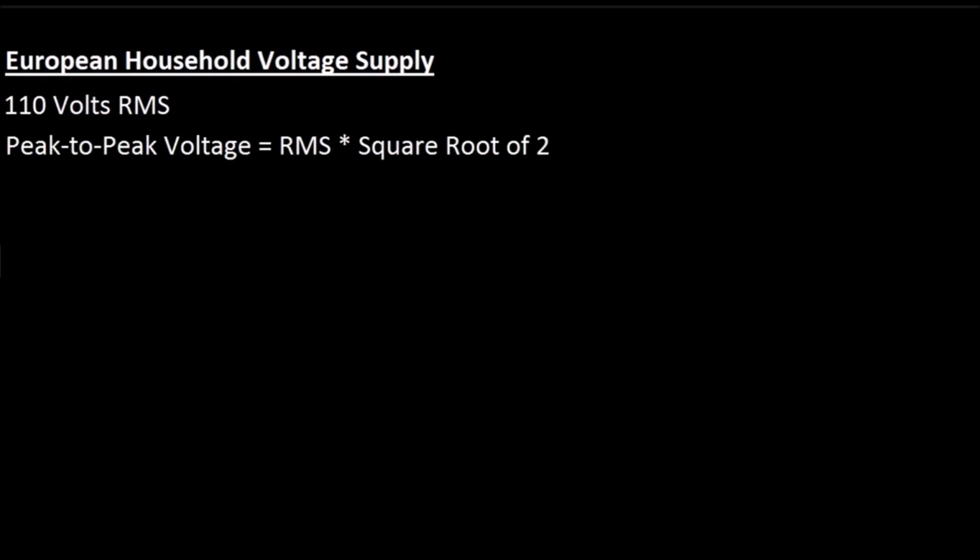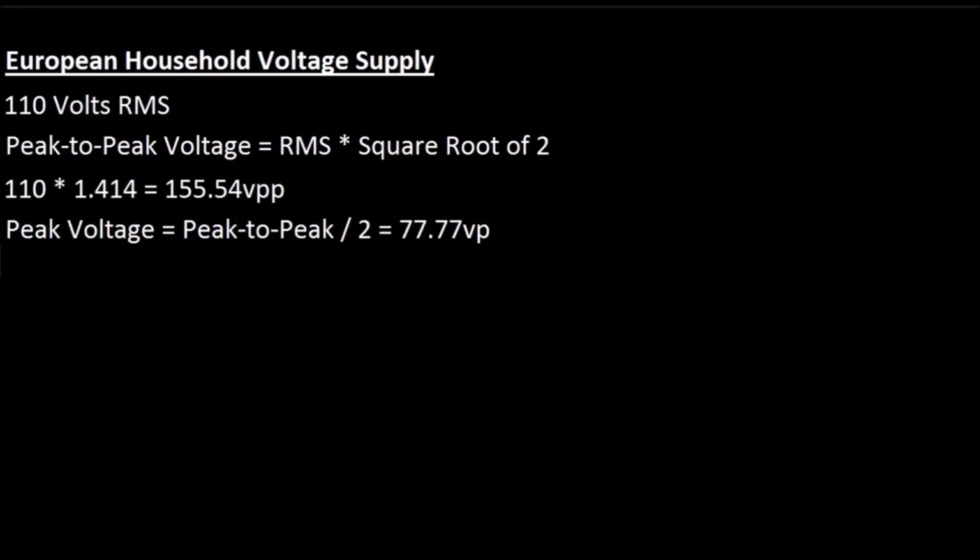In Europe, the supply voltage is 110 volts RMS. 110 multiplied by 1.414 equals 155.54 volts peak to peak. 155.54 divided by 2 equals 77.77 volts peak.